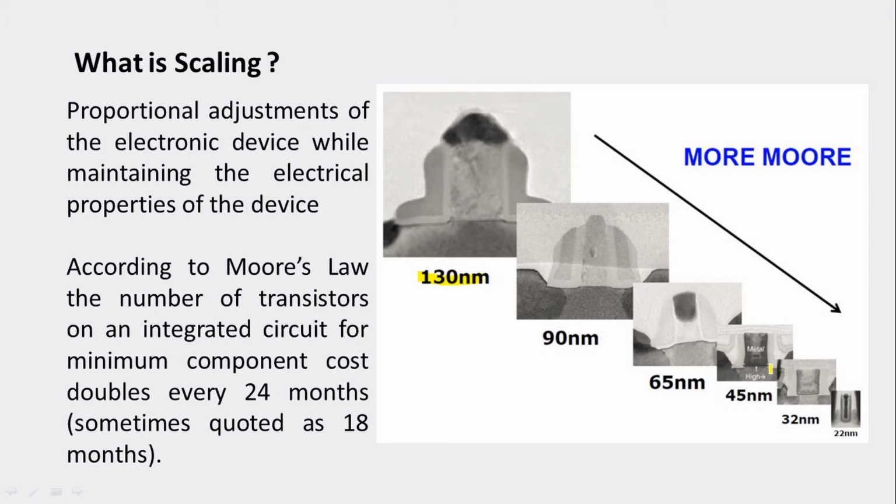Reducing these dimensions and properties is nothing but scaling. That means we are scaling it down. Here it is 130 nanometer, and here this is 22 nanometer technology. That means the length has been scaled down from 130 nanometer to 22 nanometer, but the electrical properties, the voltage properties or current properties, or the working principle of the MOSFET, should not change. Only the dimensions can be reduced.